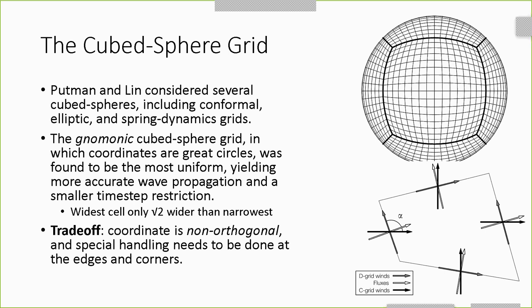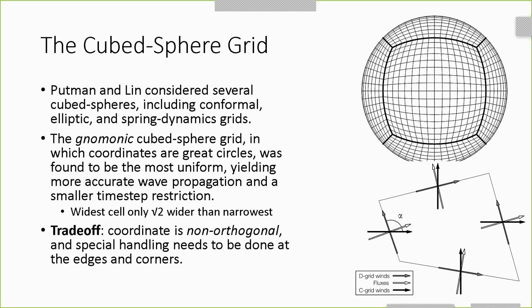The difference is only a factor of the square root of two. And also, there's the least amount of aspect ratio distortion, a lot less rectangular cells in this grid than some of the others. And this great uniformity gives you the best wave propagation through the corners of the sphere. And since the grid cells aren't so small, that allows you to take a longer time step than if you had a less uniform grid.